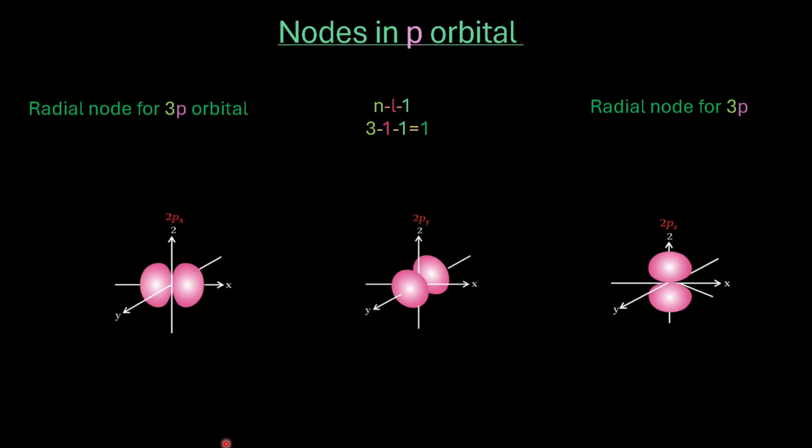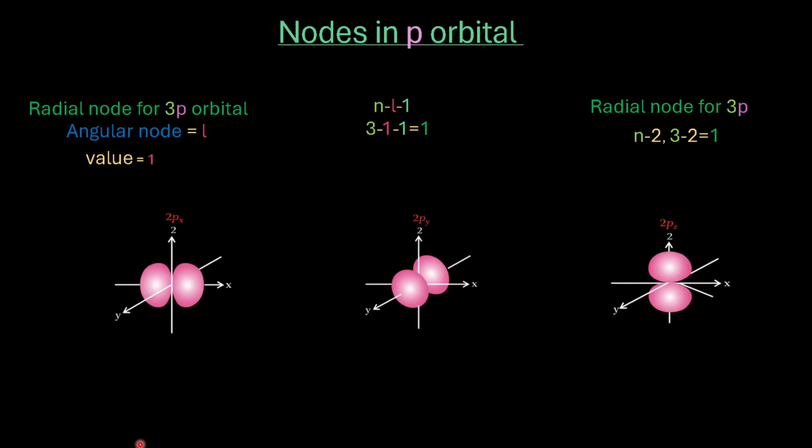Another formula is n minus 2. So 3 minus 2 is 1. Again, you got the number of radial nodes as 1. The next type is the angular node or the nodal planes, which is given by the l value. The l value is 1. Hence, the number of angular nodes or nodal planes also will be equal to 1.